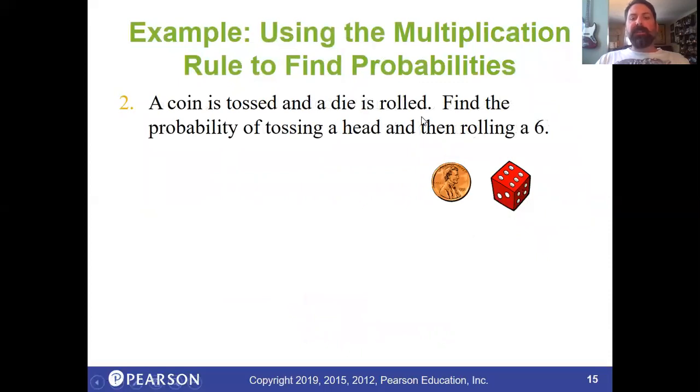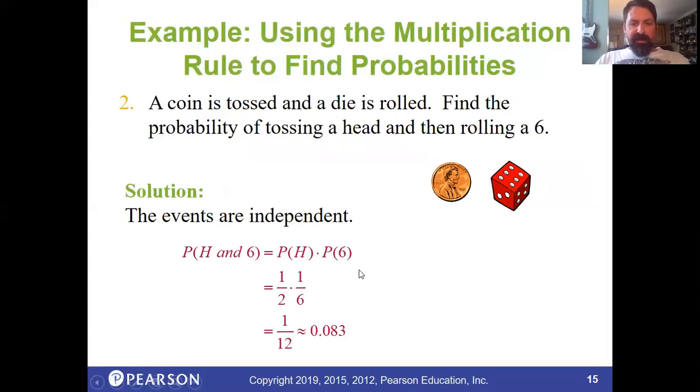A coin is tossed and a die is rolled. Find the probability that you toss a head and then roll a 6. Well, they're independent events. Literally, you could write the probability of 6 given you flip a head, but that will still just be 1 out of 6.